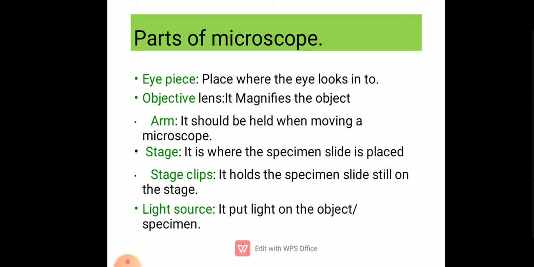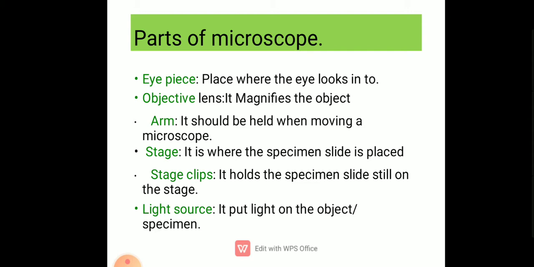Here are some parts of the microscope. First is the eyepiece, the place where the eye looks in. Objective lens, it magnifies the object. Arm, it should be held when moving a microscope. Then the next part is the stage, where the specimen slide is placed. Then the stage clips, they hold the specimen slide on the stage, giving a grip to the slide.